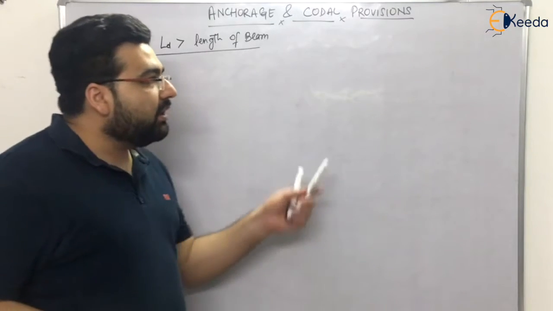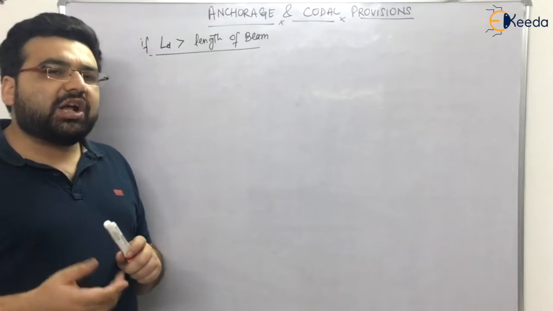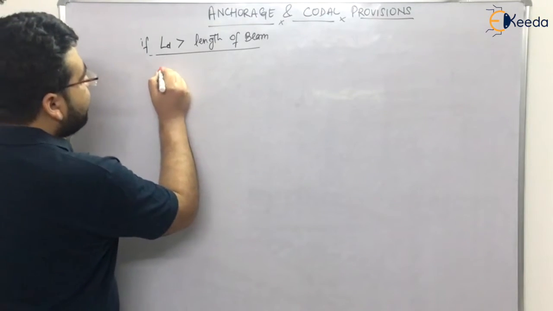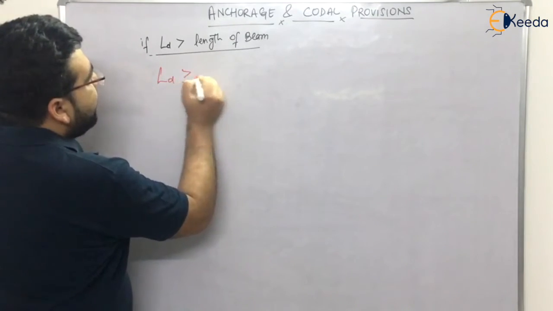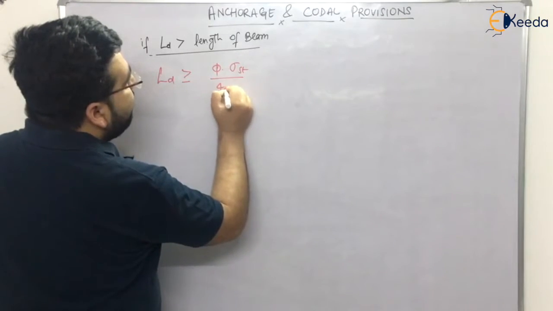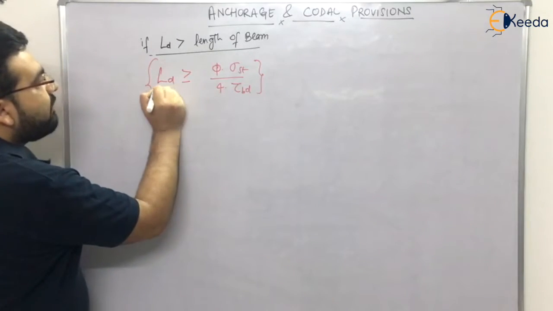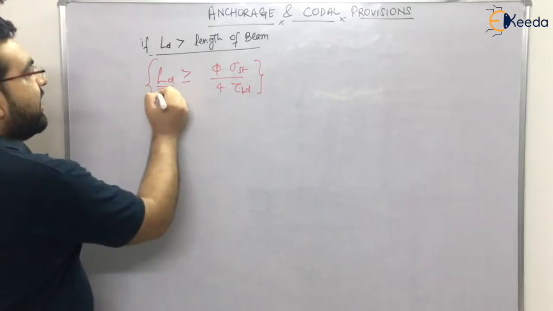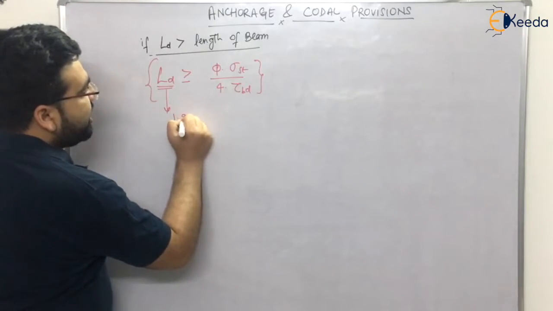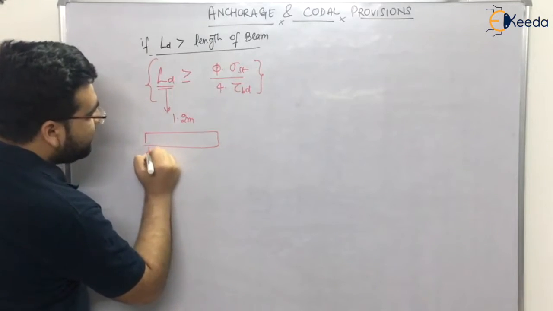Now for example, in the previous lecture, I told you about the development length. Let us say that development length is given by LD should be greater than or equal to phi into sigma st divided by 4 times tau bd. Remember? Now let us say that you have got the value of some development length. Let us say it has come out to be 1.2 meters, for example. But the span of your beam is just 1 meter.